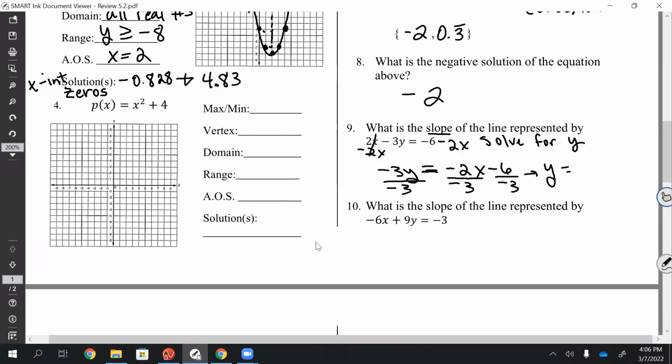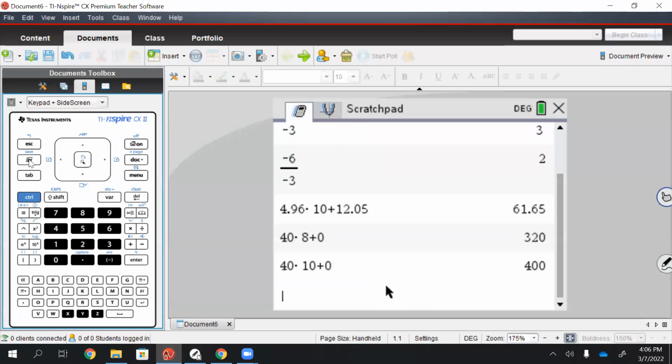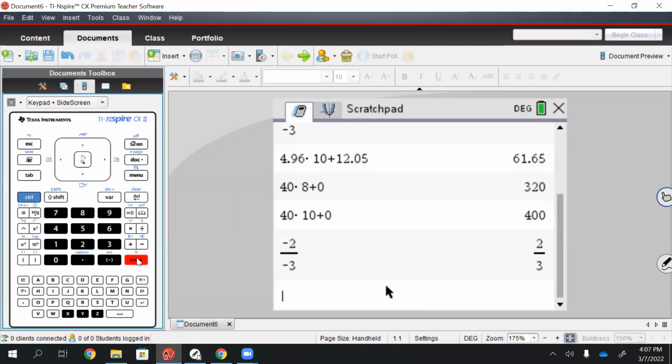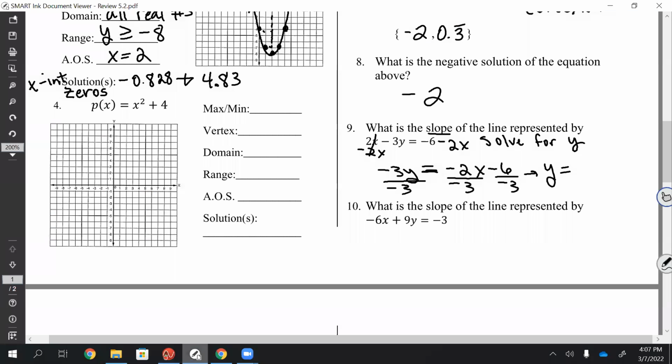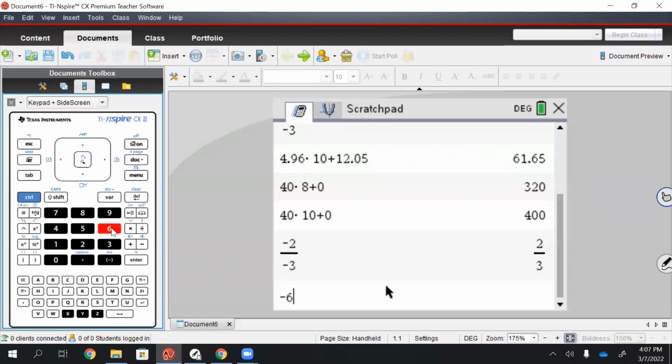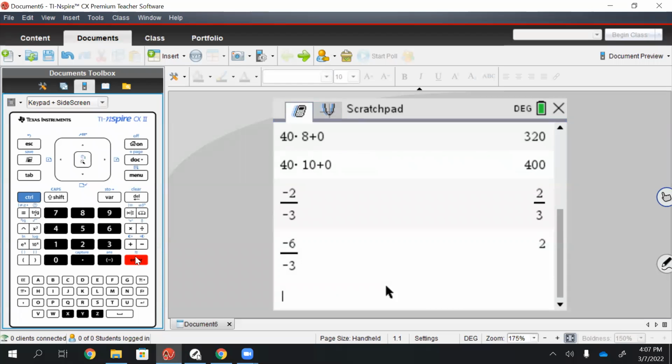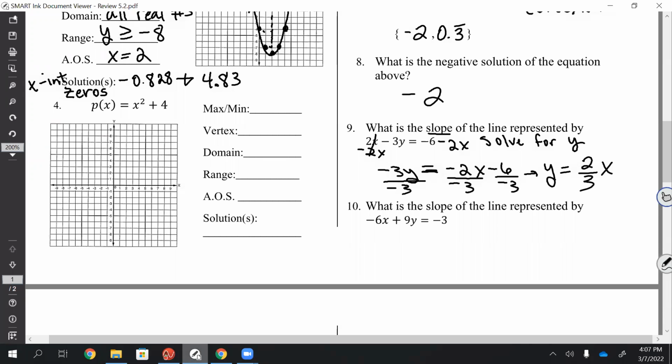So now we have y equals, and now what I want you to do is type in these fractions in the calculator to make sure that you're going to reduce them properly. So my first one is -2 over -3. So I'm going to go to my scratch pad. I'm going to do -2 divided by -3 and press enter. And I come out with +2 over 3. So I get 2 over 3, and that had the x next to it, so 2/3 x. And then now I need to go and do the other one. It's -6 divided by -3, press enter, and I get +2. So since it's +2, I'm going to put +2 on the end.